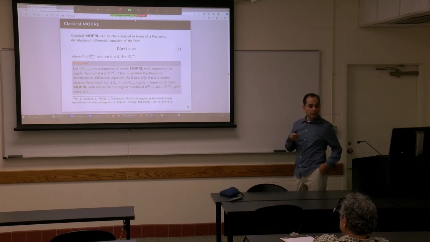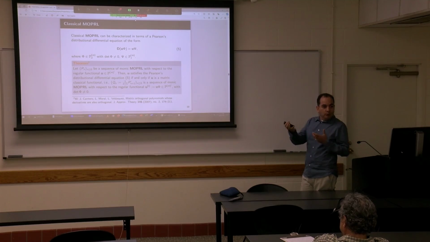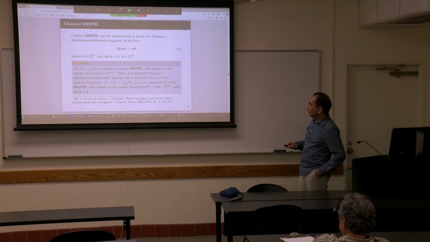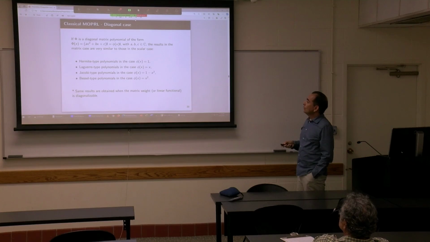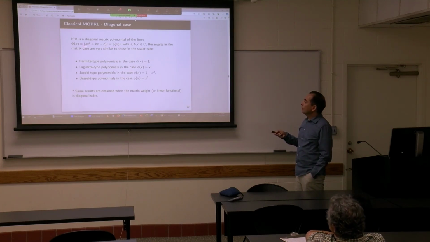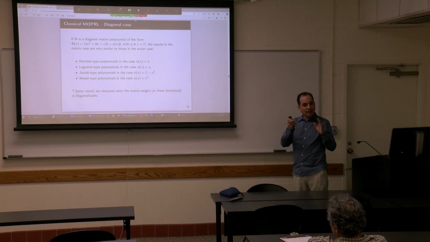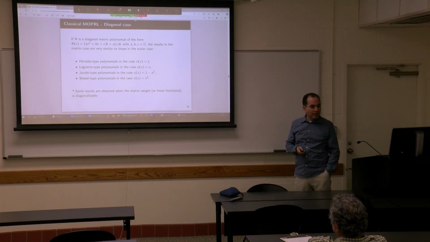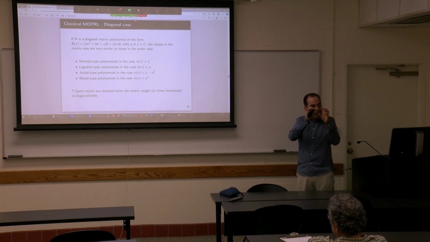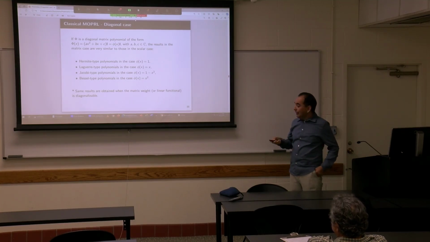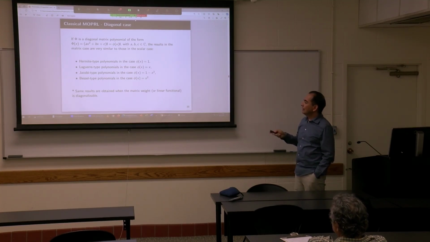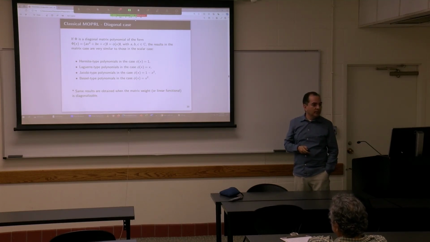Right? So it gives you the relation between the two functions. Okay. So, of course, when the matrix polynomial that appears in the Pearson equation is a diagonal matrix polynomial, which means that the matrix coefficients are diagonal matrices, then this is just a simple extension of the scalar case, because now you work individually in each component, right? And then in this case, you get exactly the same families that you have in the scalar case.